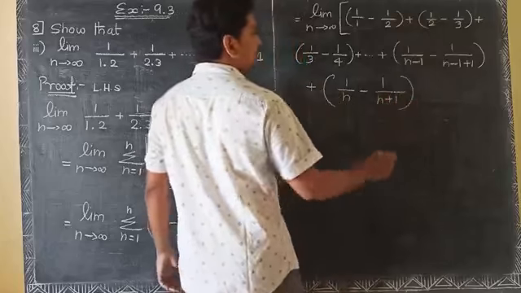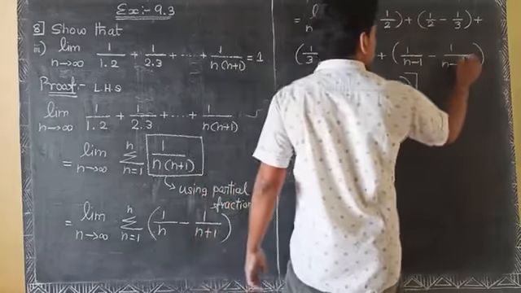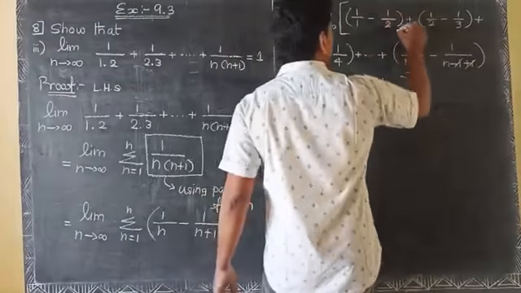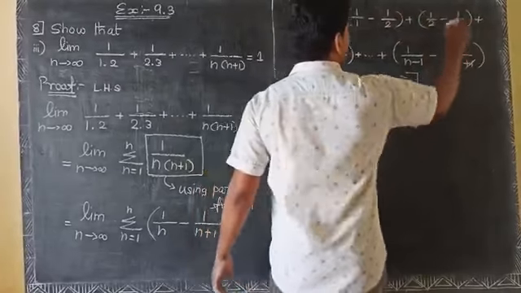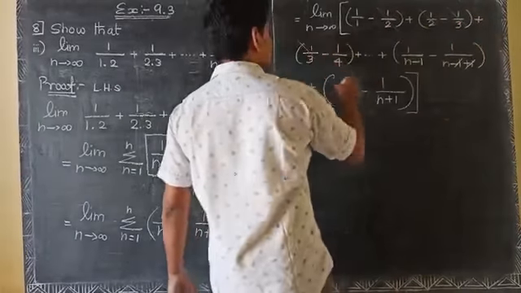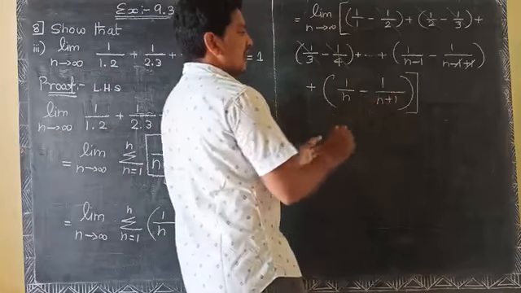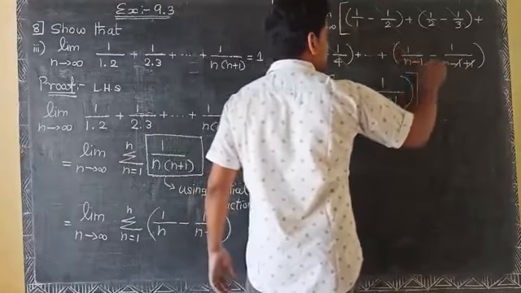Okay, here minus 1 plus 1 are cancelled. Simplify: the terms minus 1 by 2 plus 1 by 2 are cancelled, minus 1 by 3 plus 1 by 3 are cancelled, minus 1 by 4 plus 1 by 4 are cancelled. Finally, we get all the terms cancelled.